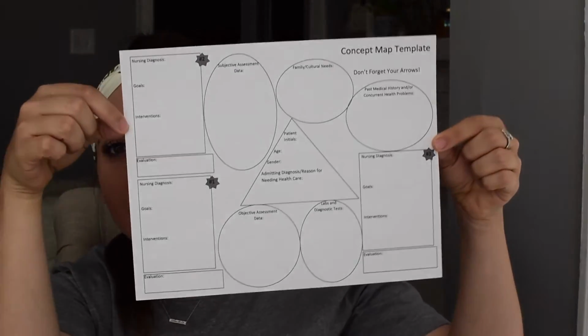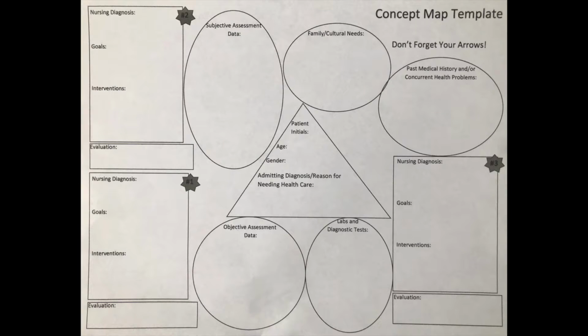Now, the specific example for the blank concept map that I have was actually given to me by my med-surg clinical instructor. So I'm quickly just going to show you the blank concept map that I have. Now, I am going to go through each of the points on here and talk about what is on this concept map and just some important items that you should highlight whenever you are creating a concept map. In the middle of this concept map, we do have the patient's initials, the age, the gender, and their admitting diagnosis or the reason that they need health care.